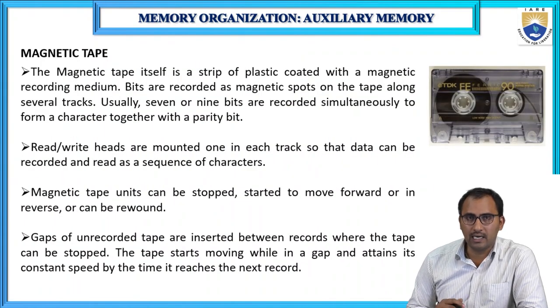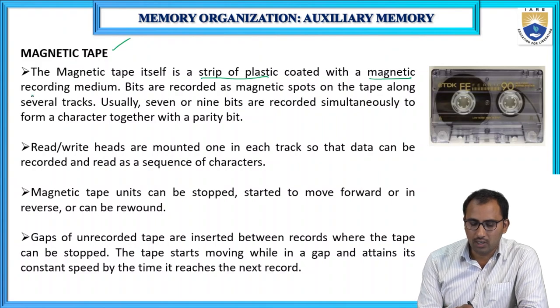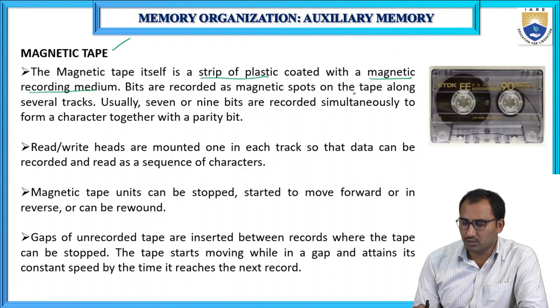Coming to another example of auxiliary storage, the magnetic tape. Using this magnetic tape, we can listen to audio. The magnetic tape itself is a strip of plastic coated with a magnetic recording medium. Bits are recorded as magnetic spots on the tape along several tracks.